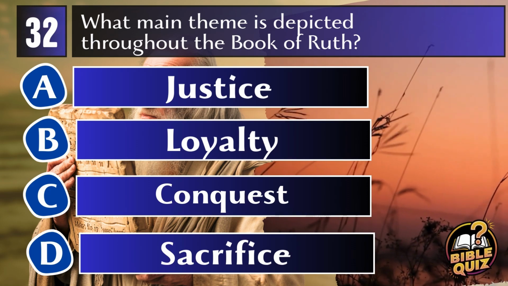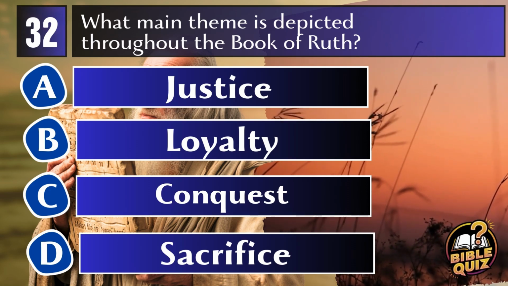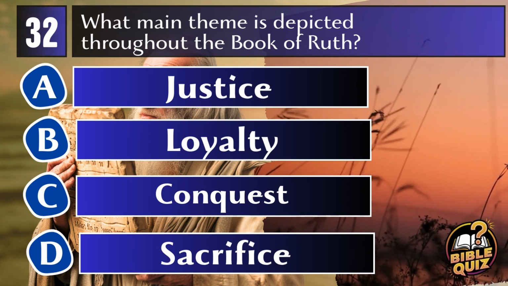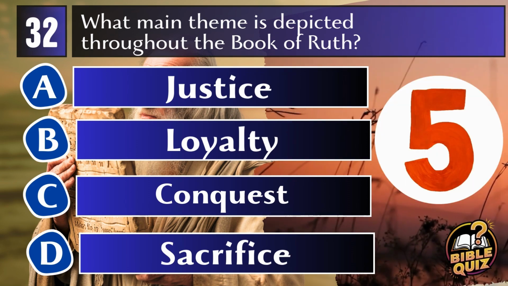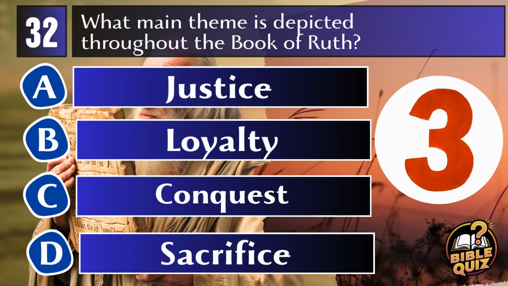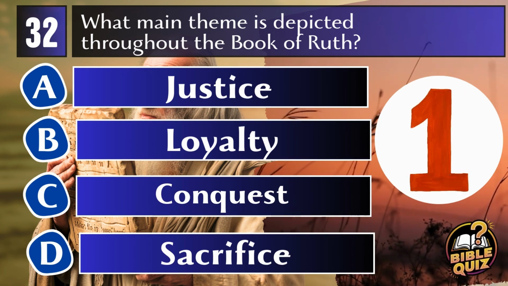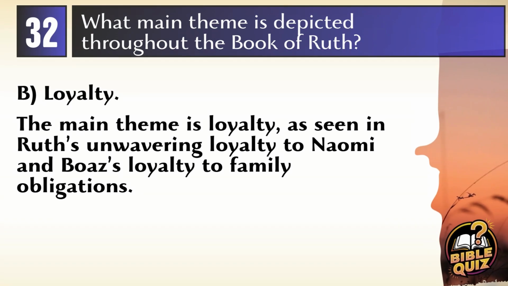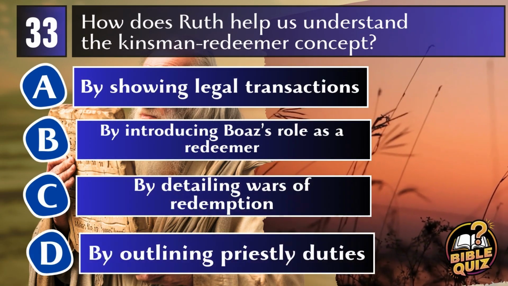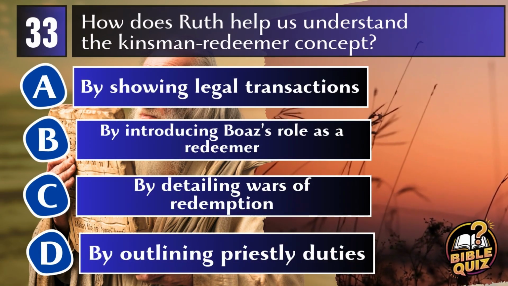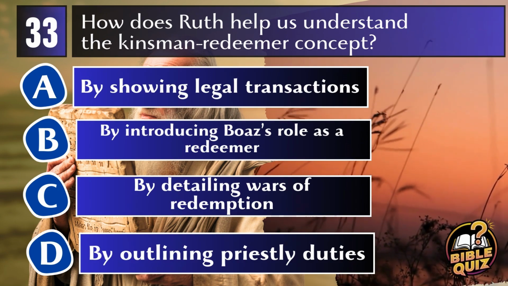A. Justice. B. Loyalty. C. Conquest. D. Sacrifice. Answer. B. Loyalty. The main theme of the Book of Ruth is loyalty. Ruth's unwavering loyalty to Naomi and Boaz's loyalty to the family obligations exemplify this theme throughout the narrative. Question 33. How does the Book of Ruth contribute to understanding the concept of a kinsman-redeemer?